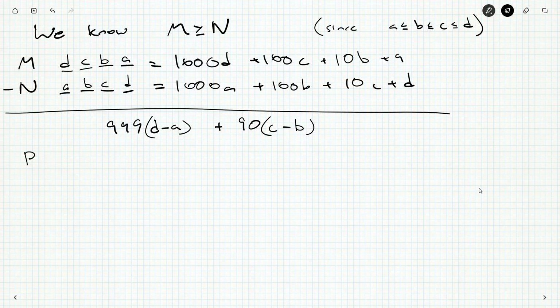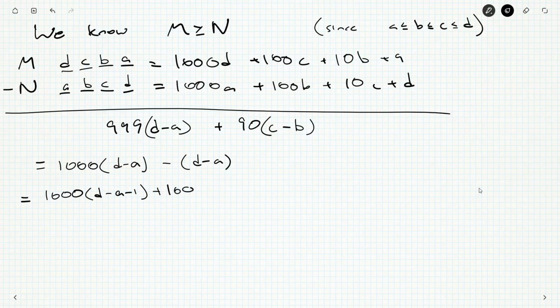Okay, now both. Well, actually, let's rearrange it so it's actually the 4-digit number. So we'll have one less digit here, so we're going to say that this is 1000 d minus a minus d minus a. And then this is 1000 d minus a minus 1 plus 1000 minus d minus a. I'm going to say d minus a is going to be a single digit.